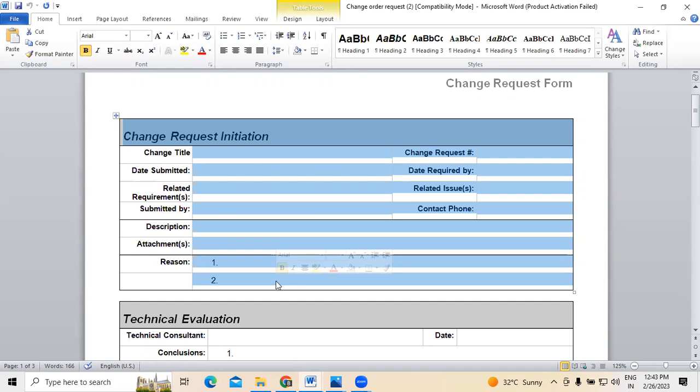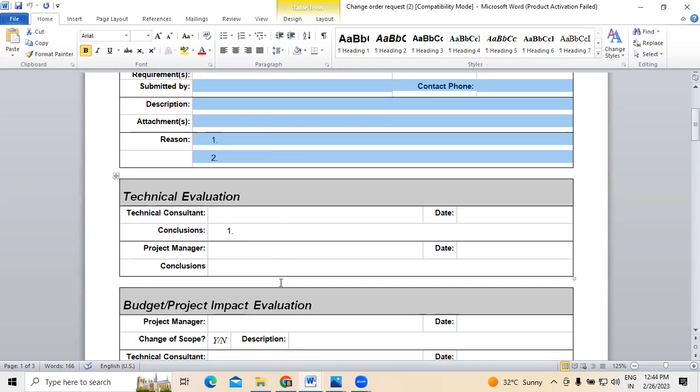Once the change request initiation is done, the next step is technical evaluation. Let's say, for example, the customer gave a couple of requirements and wants to make some changes. What kind of evaluation do we have to make? We have to make three evaluations. One is technical evaluation, second is budget evaluation, third is project impact evaluation. Of course, these three evaluations will be made by the technical people and the project management team, not by anyone else.